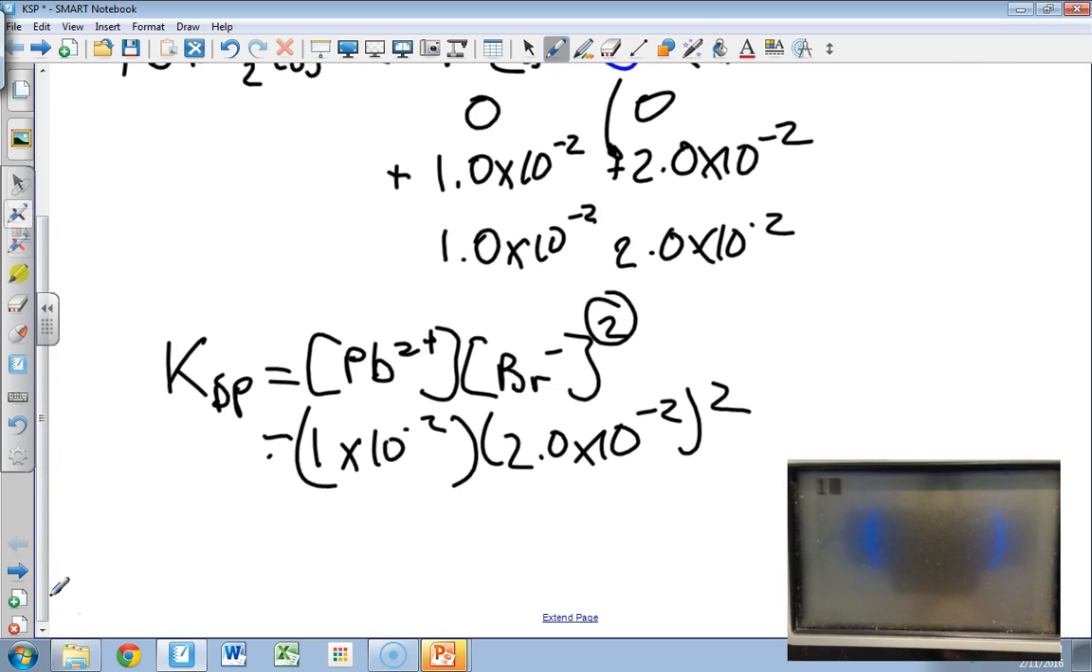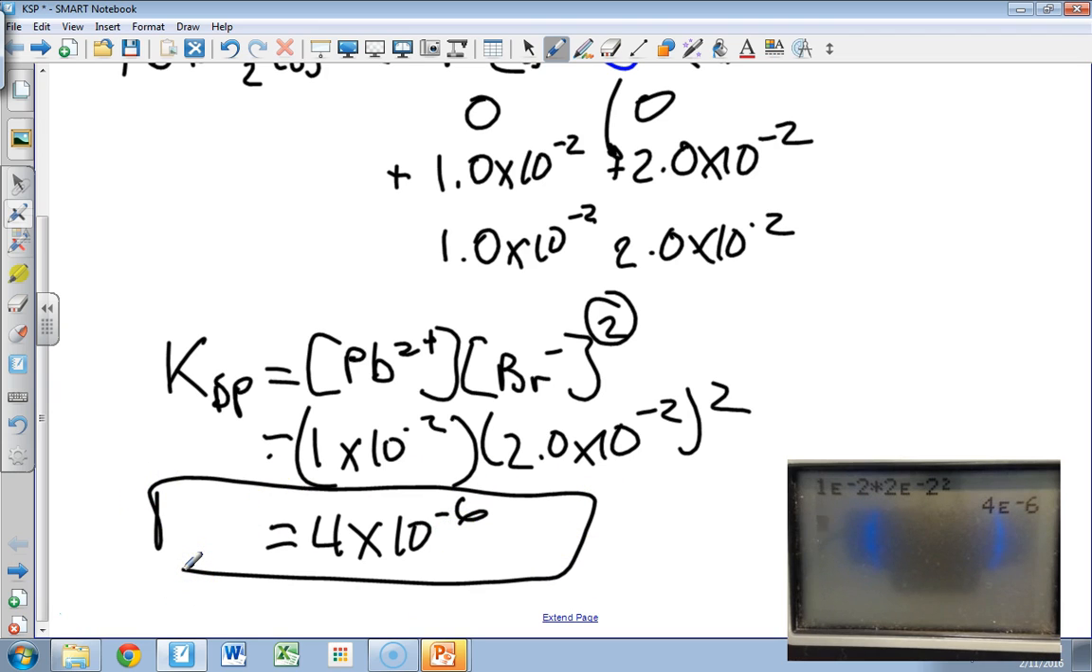So we have 1 times 10 to the minus 2 times 2 times 10 to the minus 2 squared. Now, orders of operations, it's going to square the 2 times 10 to the minus 2 first. Okay, so that should be good. So we get an answer of 4 times 10 to the minus 6. So our Ksp is 4 times 10 to the minus 6. And that's a fairly big Ksp. It's still a small number, but for a Ksp, I would say that that's pretty big.